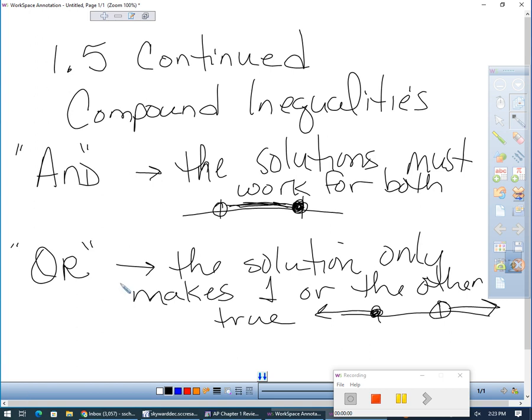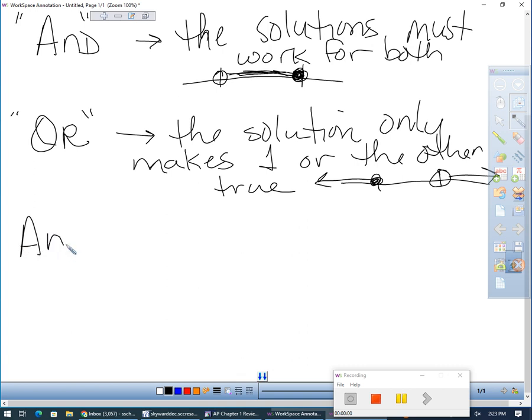Now the way these usually work, we're going to start with "and." If everybody's ready, we're going to jump into "and" first. "And" is the tougher of the two, because "and" can be written in two ways. Either with the word "and" in the middle, or it can be written as one big inequality with two inequality signs. So that's where we're going to start. If I have an "and," it can either be written as, let's say, x is greater than 3 and x is less than or equal to 5. So that's written with the word in the middle.